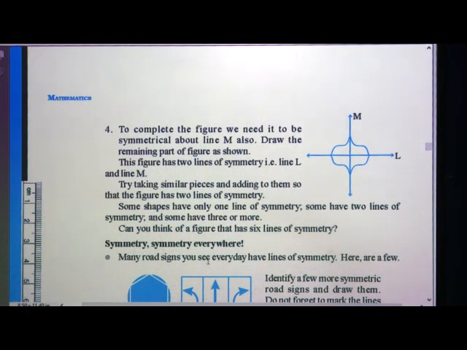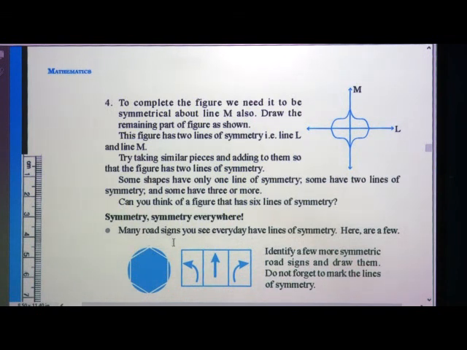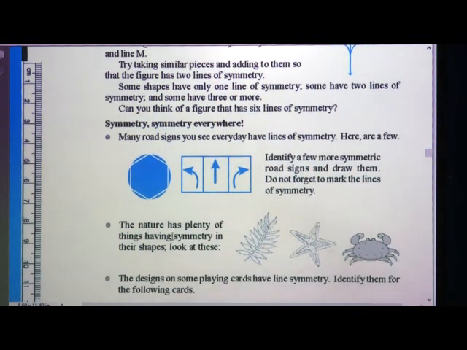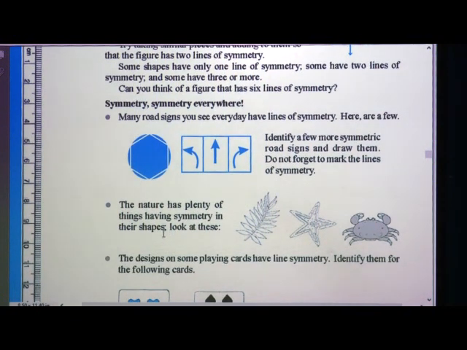Symmetry, symmetry everywhere. Many road signs you see every day have lines of symmetry. Here are a few. Let us see those. Identify a few more symmetric road signs and draw them. Do not forget to mark the lines of symmetry. So, here we can draw different lines of symmetry. For these arrows also we can draw a line of symmetry. Not for this, but for this arrow we can draw it.